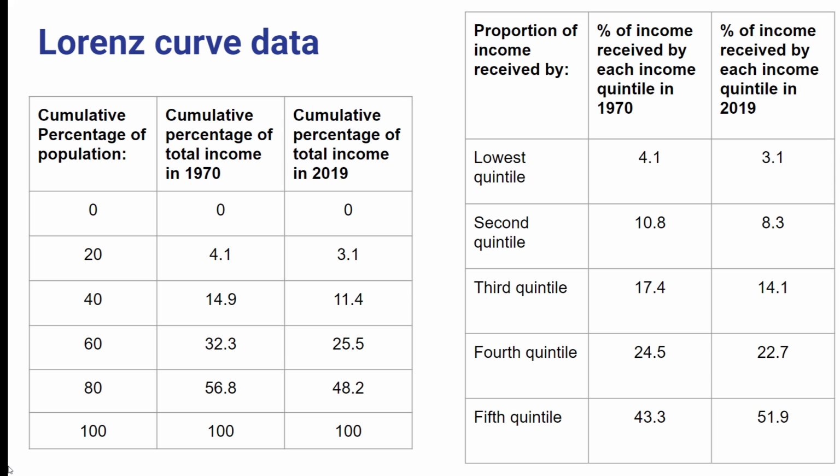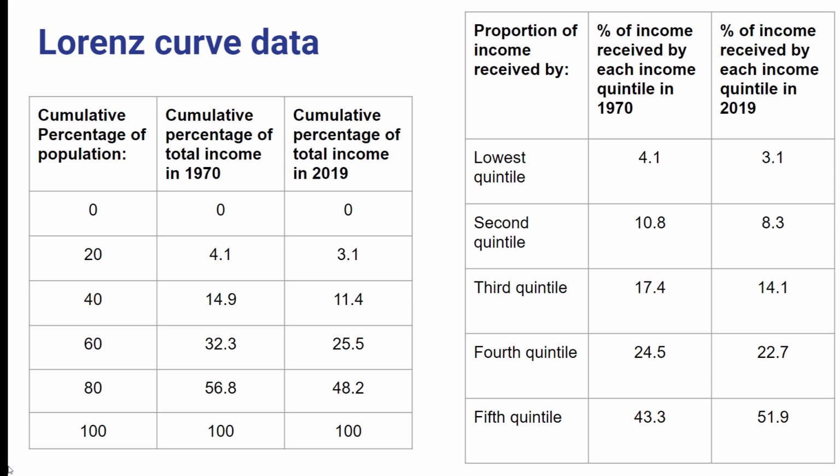But let's look at how we can go from the table on the right to this data. We know that at 0% of the income distribution, there's no one in that category and there's no income received. That's how we get the first row. The 20th percentile would correspond to the income received by the lowest quintile, and you notice those values are just the same as those in the table on the right.